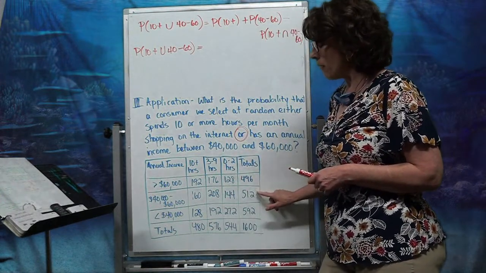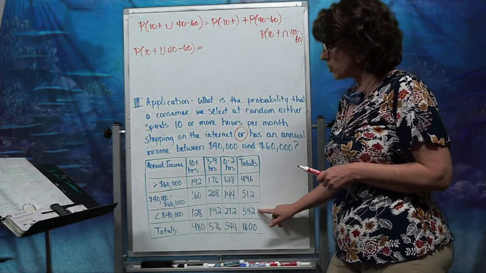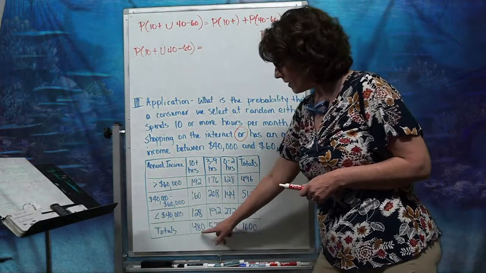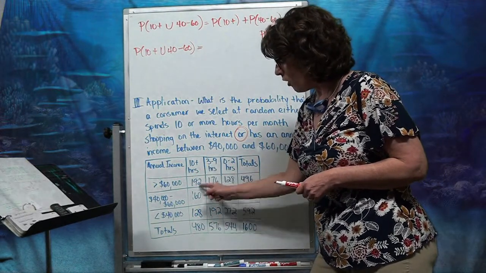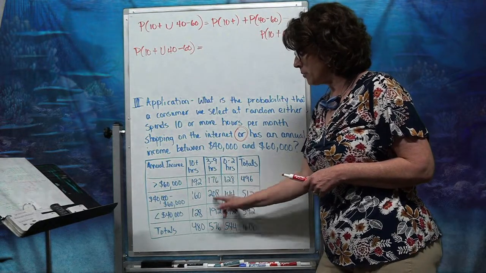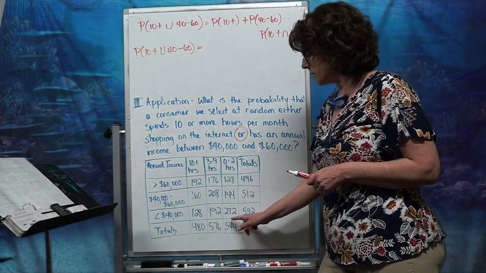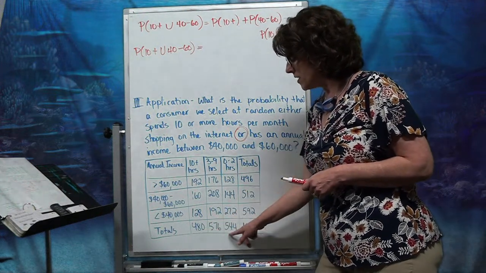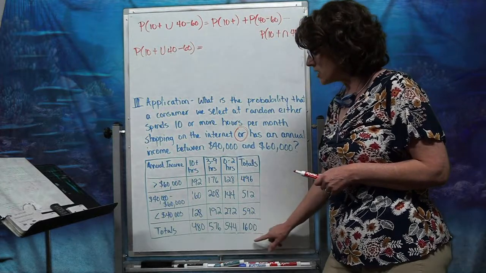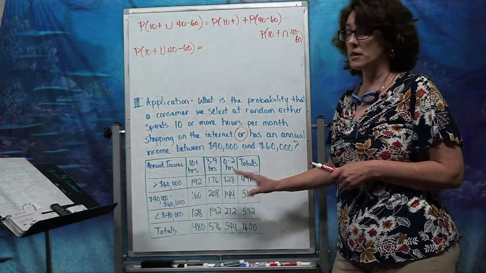These are the totals of all the people who have an income greater than 60,000. This is the total of all the people who have an income between 40 and 60,000. This is the total of all the people who have an income of less than 40,000. This is the total of all the people who shop 10 or more hours. This is the total of all the people who shop 3 to 9 hours. This is the total of all the people who shop 0 to 2 hours. And if you add all these up, you get 1,600. There's 1,600 total people in this group that I'm dealing with.